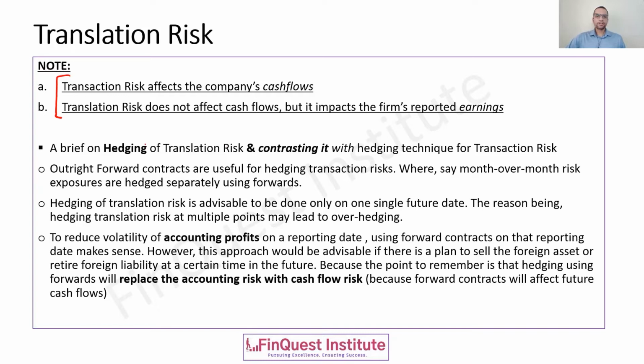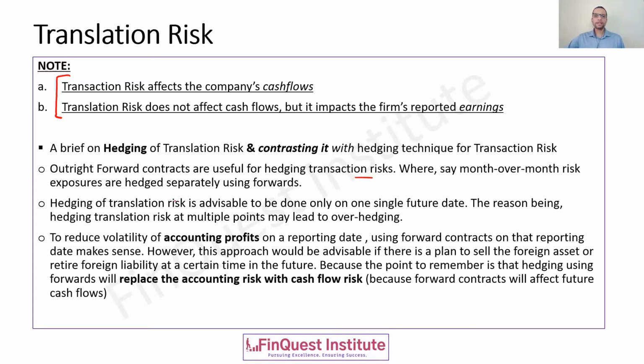Now, outright forwards, which we're familiar with, are very, very popular when we talk of hedging of transaction risks. So, for example, let's say we have a certain month over month risk exposure which we are trying to manage. Then that can be done separately using forward contracts. So that way, an outright forward could be used for managing the transaction risks.